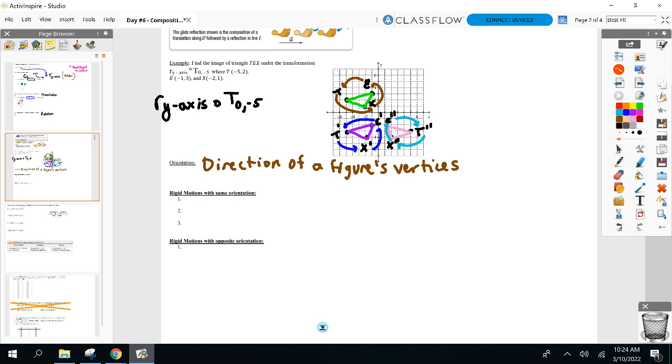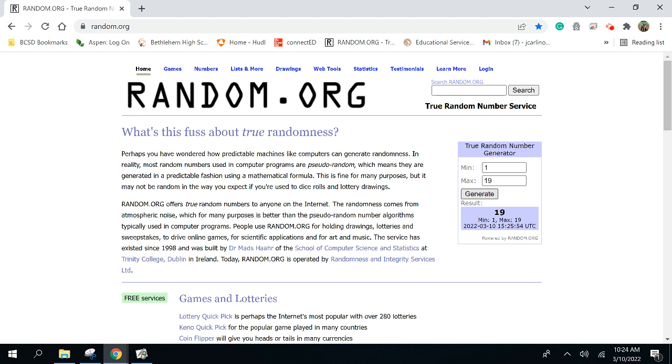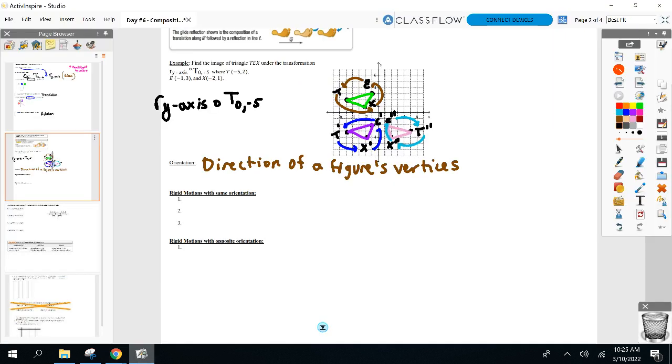Here's a hint. You did it already up above. You did a translation above. Same or opposite orientation when you slide a figure up and down? It's the same. You're right. It doesn't change the orientation. So we're going to put translation right here: a rigid motion with the same orientation.